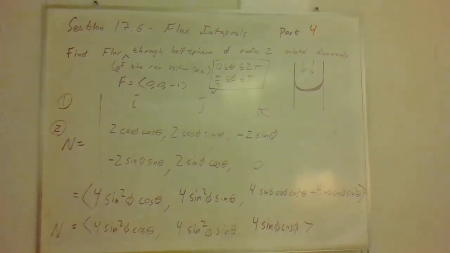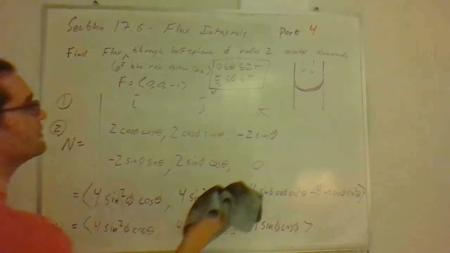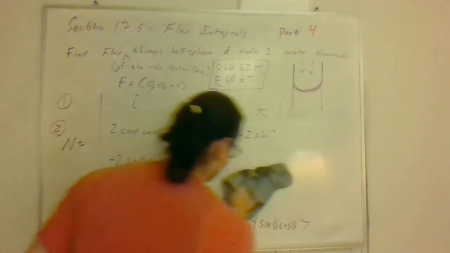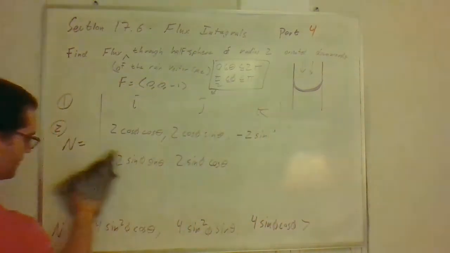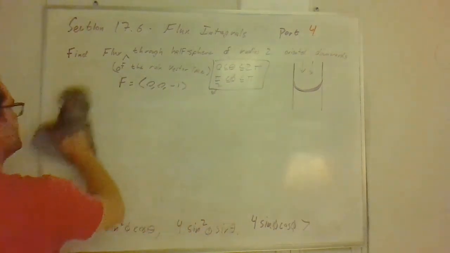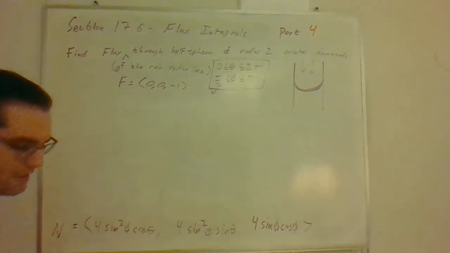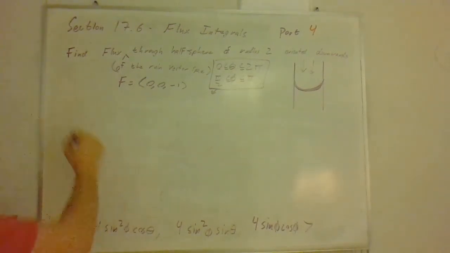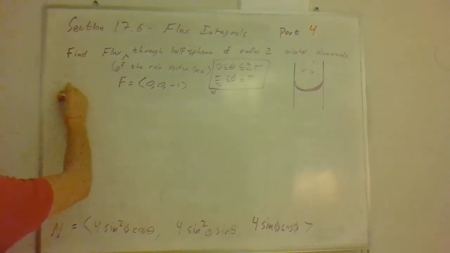I'm going to erase things now. I'm going to erase the entire cross product stuff. This is no longer needed. I have my n. Do not need the matrix from whence it came. So this is step 2. Let's go to step 3.